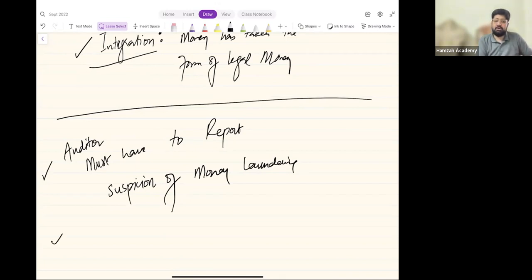Second, must not tip off the client. What is tip off? Tip off means giving a hint to the client that you can be tried for money laundering. Give an indication. And if they get a hint, maybe a direct hint, or if we question them too much, they may get the hint themselves. Yes.